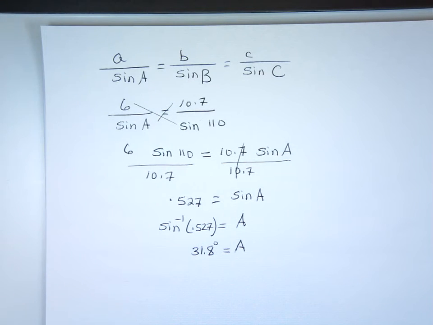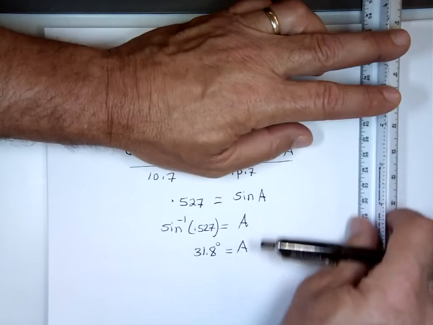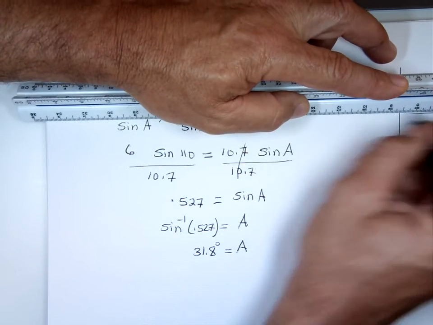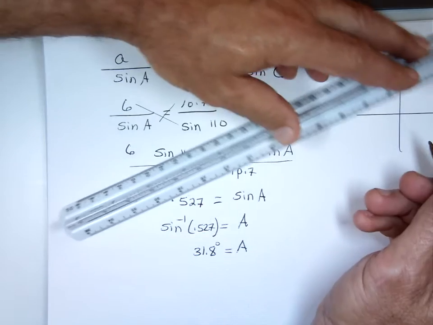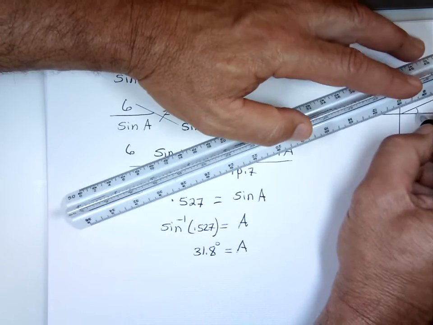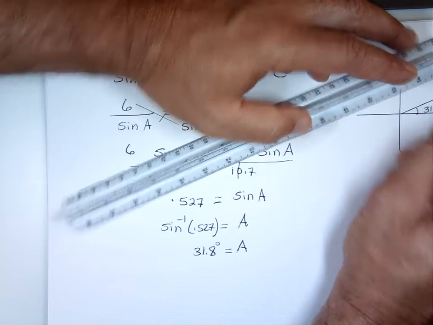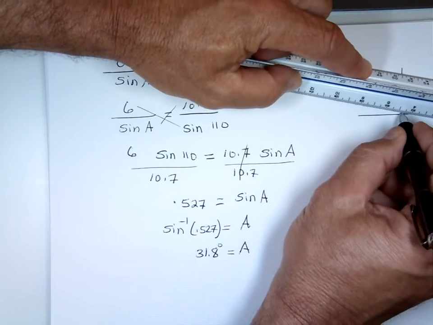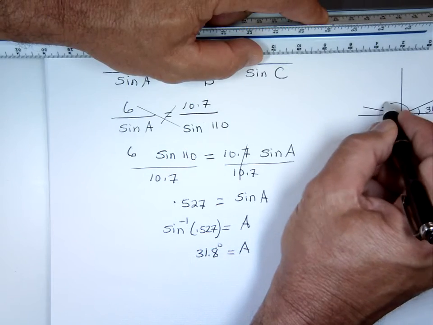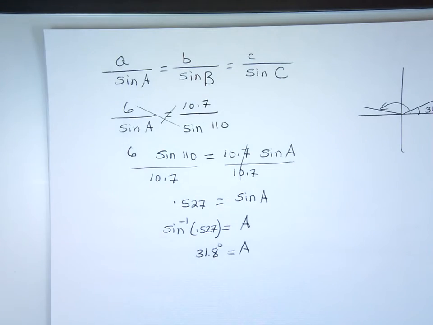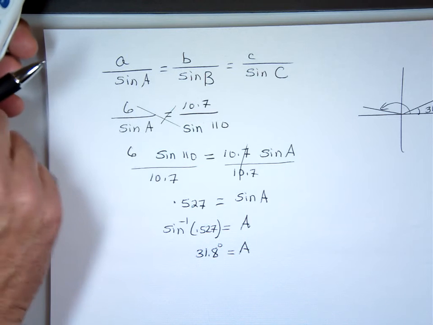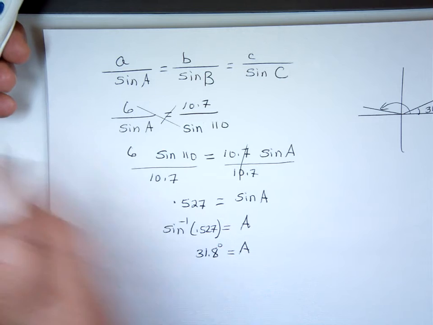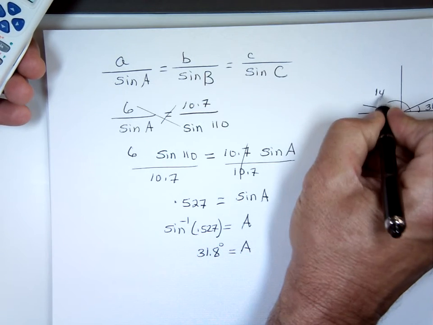Remember, when you have the sine equals a number, there are two answers to that. You flip the paper along what? So this is the 31.8. If you fold that paper along the y-axis, you have another angle right here. And that angle will be how big? 180 minus 31.8, which is 148.2. But that doesn't make any sense here.